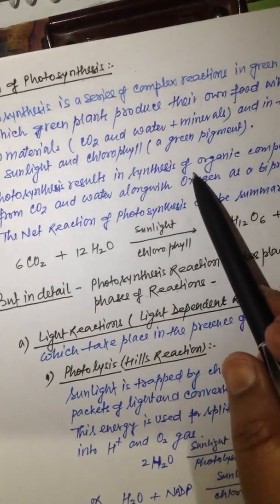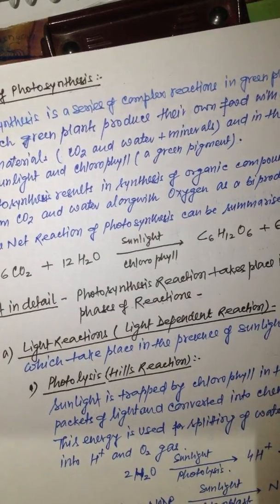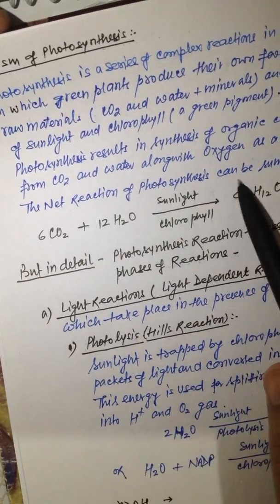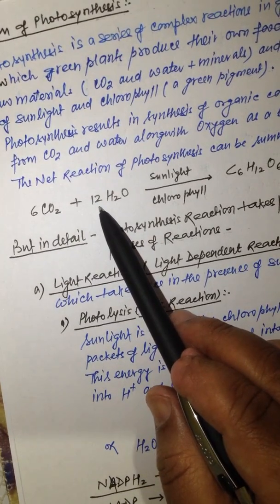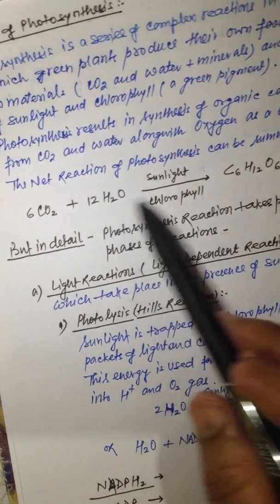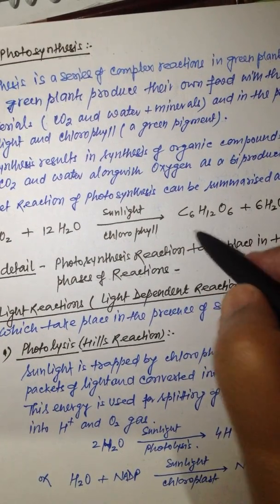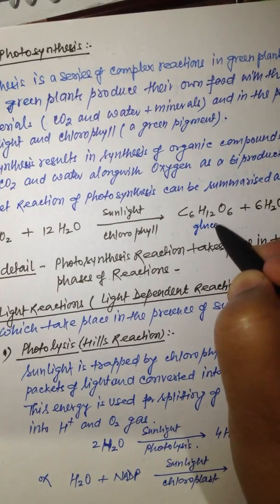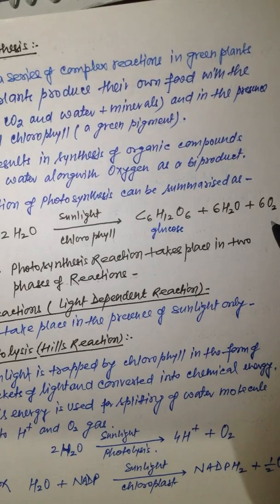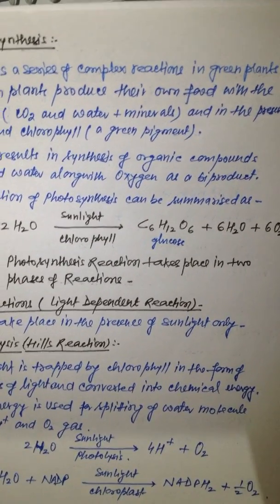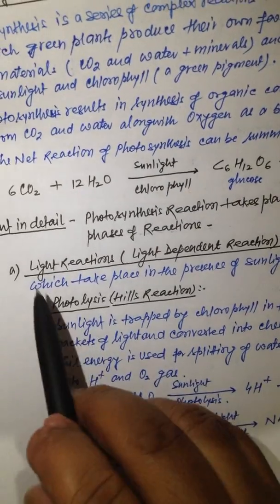Photosynthesis results in synthesis of organic compounds from CO2 and water along with oxygen as a byproduct. The net reaction of photosynthesis can be summarized as 6 molecules of CO2 combined with 12 molecules of H2O in the presence of sunlight and chlorophyll to produce 1 molecule of glucose. 6 molecules of water vapor are lost and 6 molecules of oxygen are produced. That is required for breathing, and that is respiration in human body and animal body also.